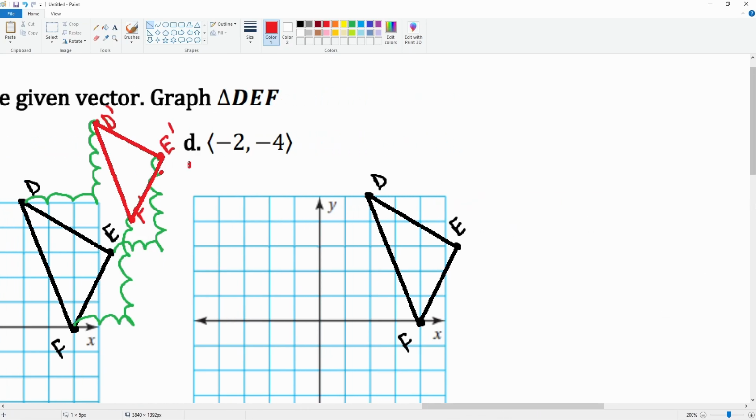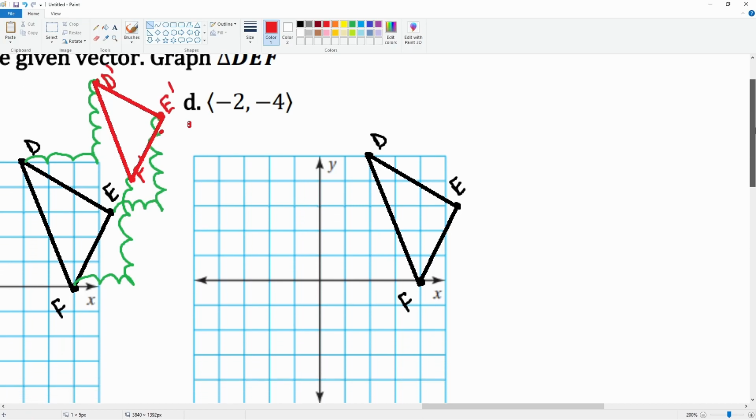Let's take a look at letter D. The vector is (-2, -4). What does that mean? The negative for the x value means left, so 2 to the left. And -4 means down, because that's for the y. The first one is for your x, left and right, and the second one is for your y. Positive is up, negative means down.